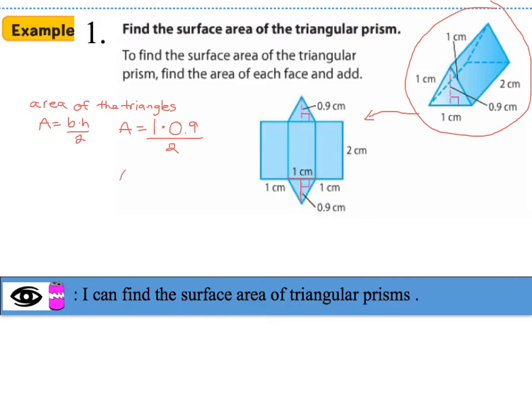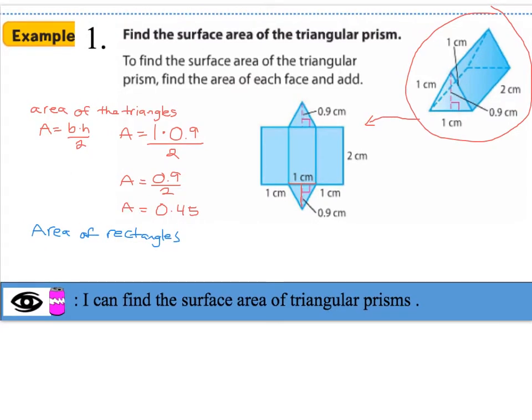So when I do the math, 1 times 9/10 would be 9/10. So let's cut 9/10 in half. So 9/10 divided by 2 would become 45/100. Before we find the area of the rectangles, let's make sure we label our units. The area of the triangle should have been 45/100 centimeters squared.